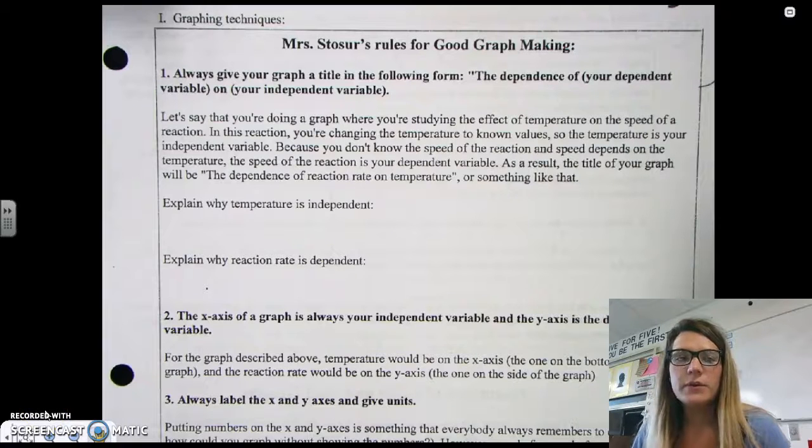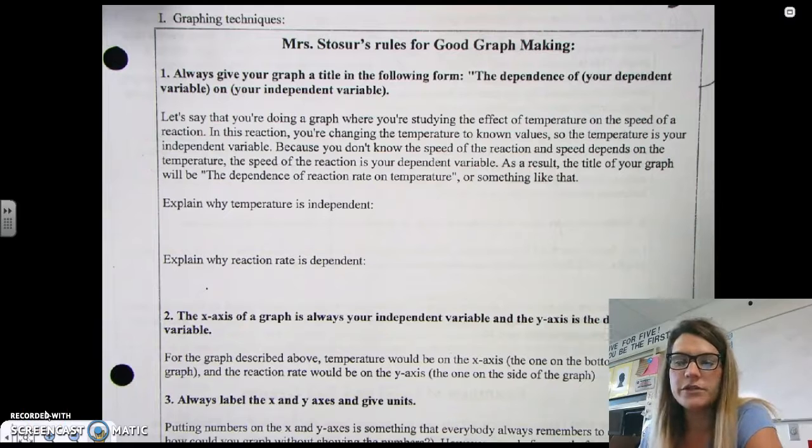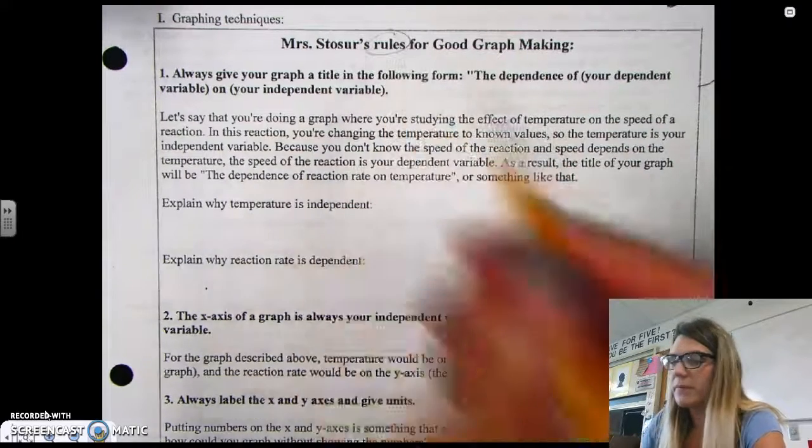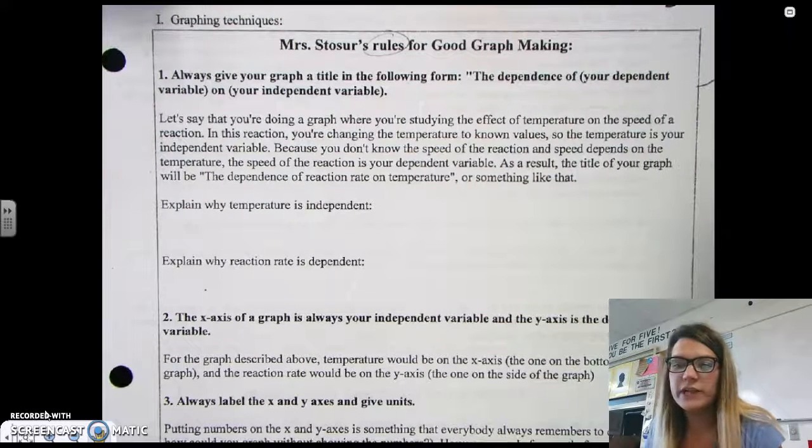Okay, sorry for the late post on this one, but let's go ahead and talk about graphing. Now, you've seen graphing before, so let's review what graphing is and how we're going to use it in chemistry class. I have a couple of rules that I want you to keep in mind when you do graphing in chemistry or any sort of science class moving forward.